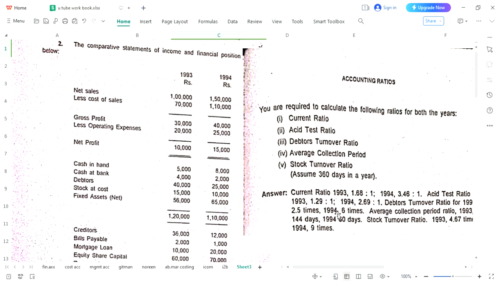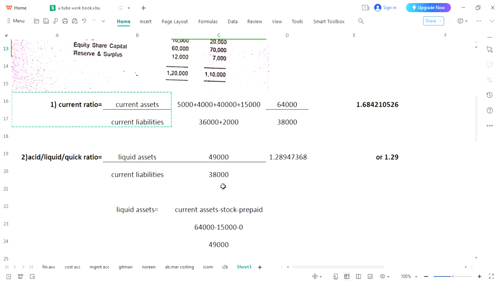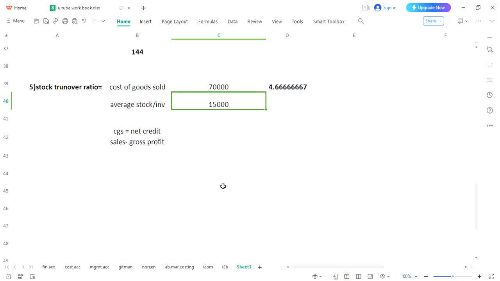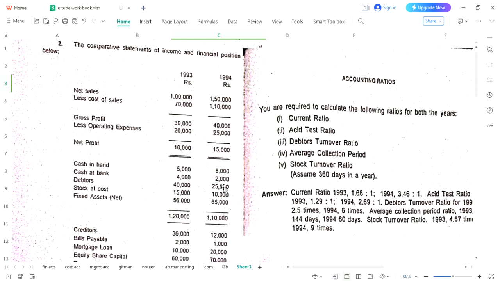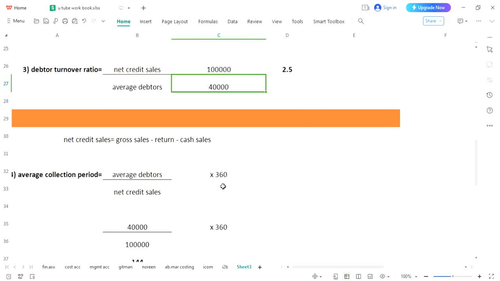For current assets, we are now on second year. Current assets are cash, debtors, stock, for 8,25,10. So we are going to put it 8, 4, 20, 10. Hopefully these are the same, but let's check it out again. We have 8,25,10.